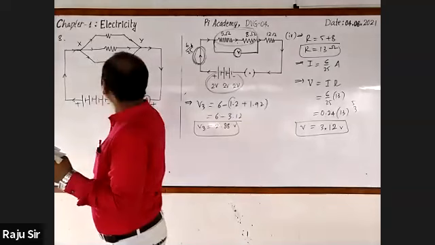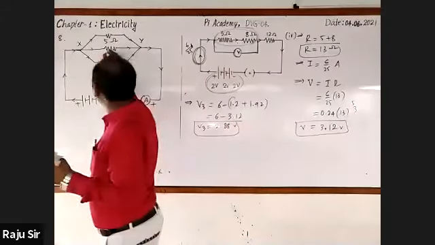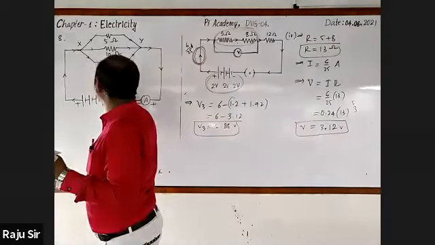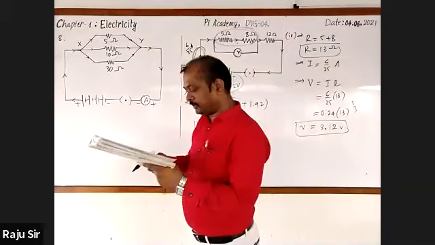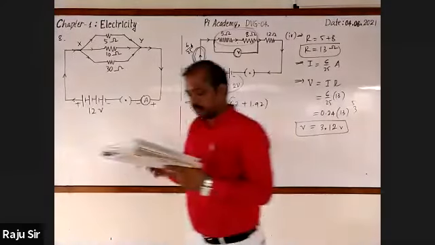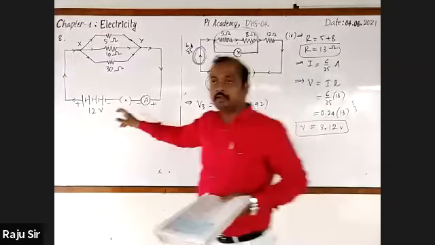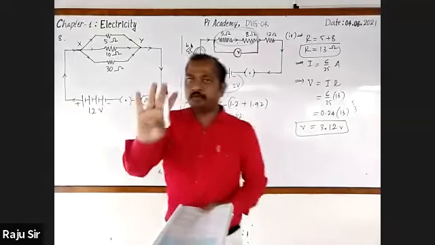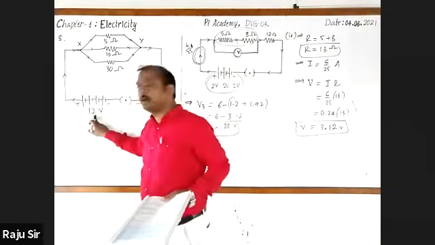The first resistor is 5 ohm, the second one is 10 ohm, the third one is 30 ohm, and the voltage of the battery is 12 volts. Now let me give you the questions. Before that, just observe here. In this battery, we have 4 cells and the total voltage of the battery is 12 volts.